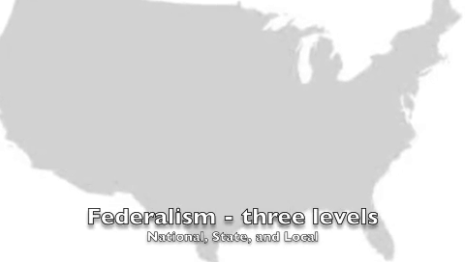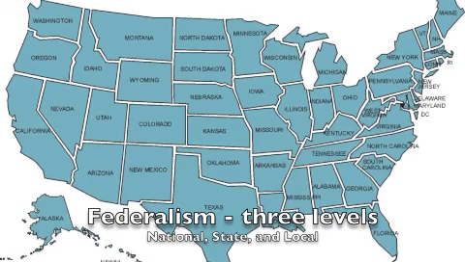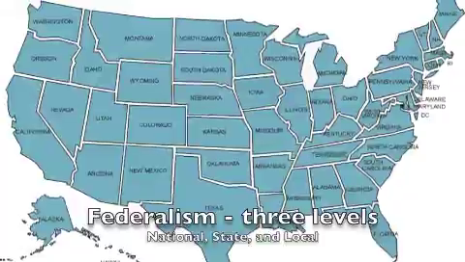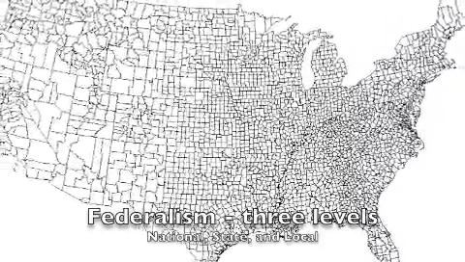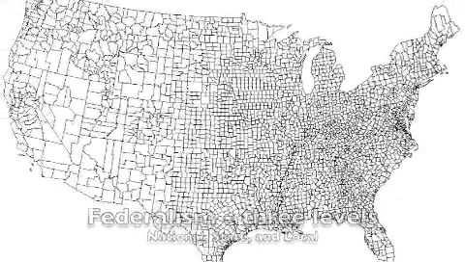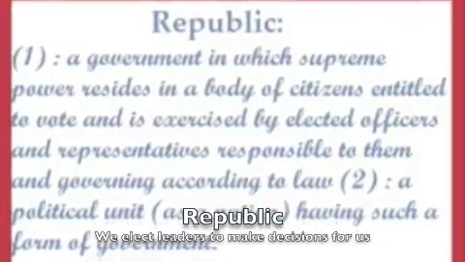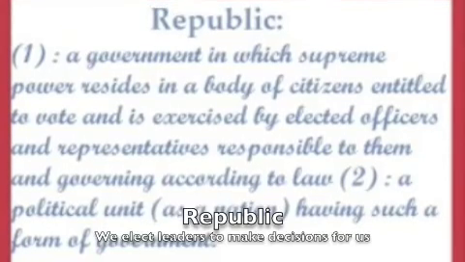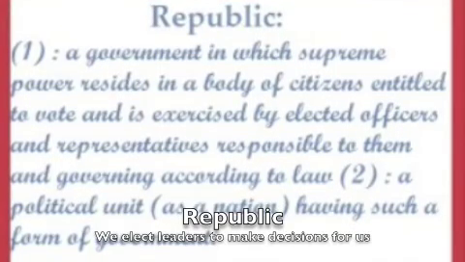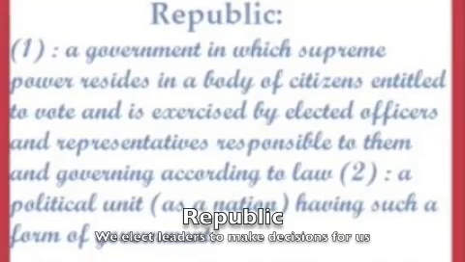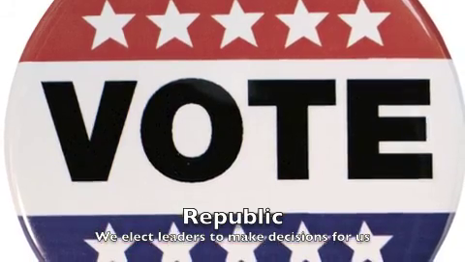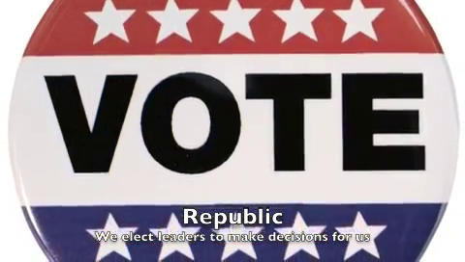The national government is divided into state governments, and the states are divided into counties which have working governments as well. The style of government that the Constitution created was a republic. This is a form of democracy that means the voters elect leaders to make decisions for them. It is also called representative democracy.